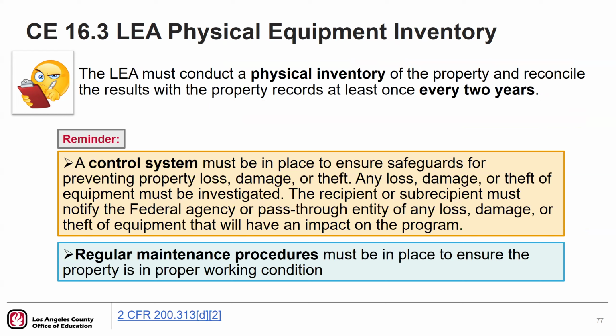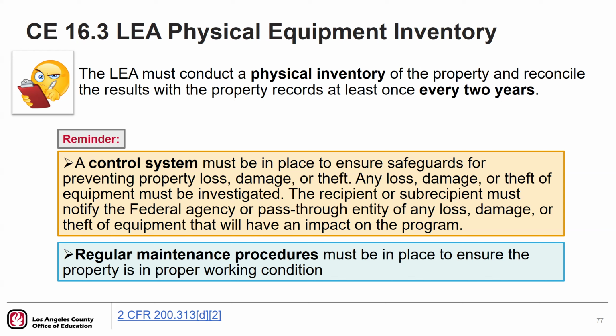So the last component related to equipment inventory for the Title I program that we will look at is CE 16.3. For this item, the LEA must conduct a physical inventory of the property, and the results must be reconciled with the property records at least every 2 years. This is addressed in Uniform Grant Guidance under Management Requirements for Equipment for Federal Awards. Additionally, 2 reminders are noted per this guidance.